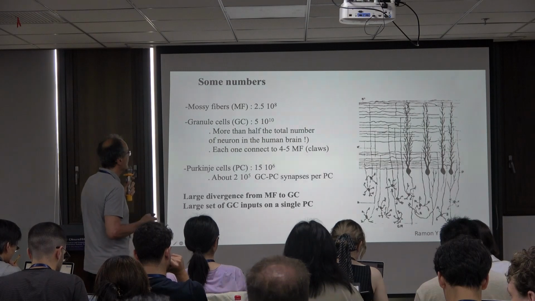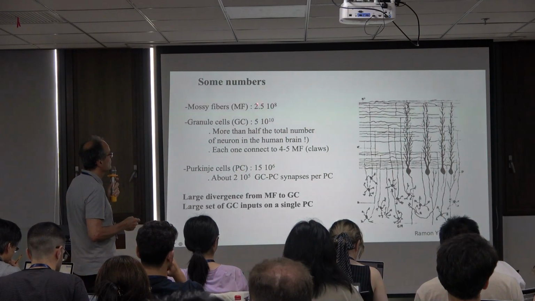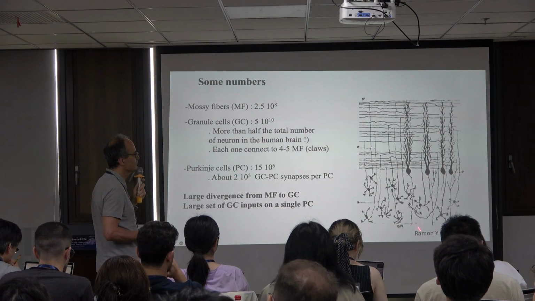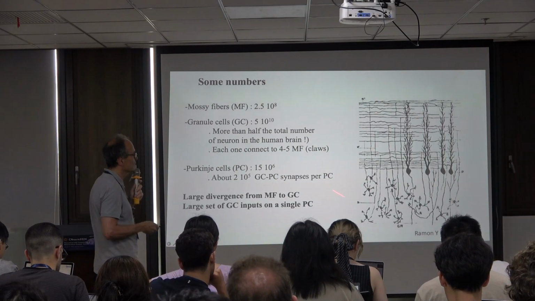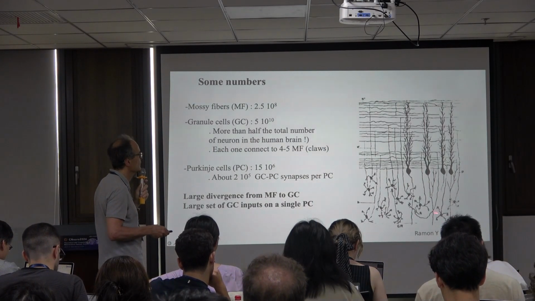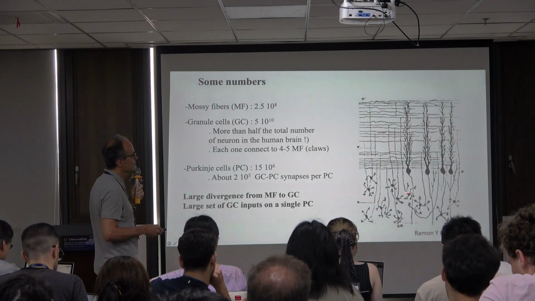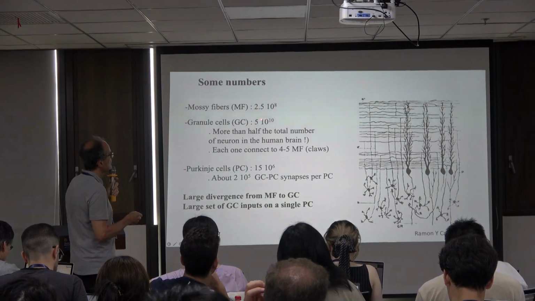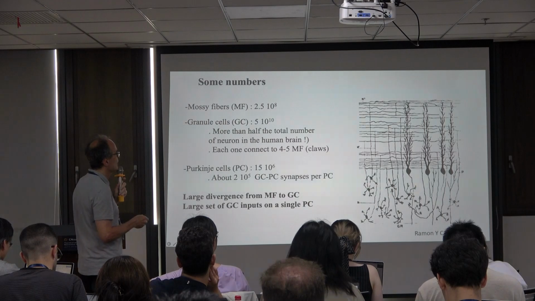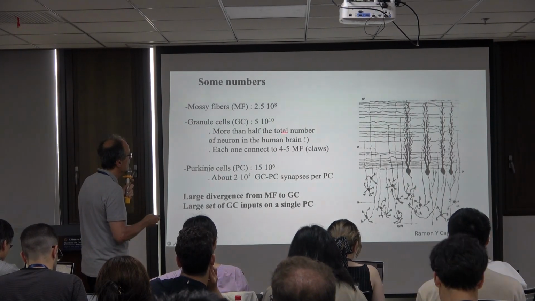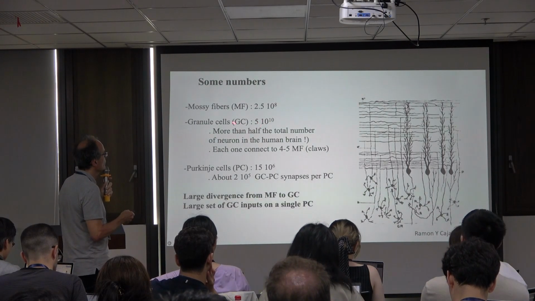Okay? So what are the numbers here? The number of mossy fibers is about, so this is the input, about 2 times 10 to the 5, 10 to the 8. Okay, so that's a lot of input. But then they go into this granule cell layer, and you see that the number of input here is amplified, is put in a much higher number of granule cells.